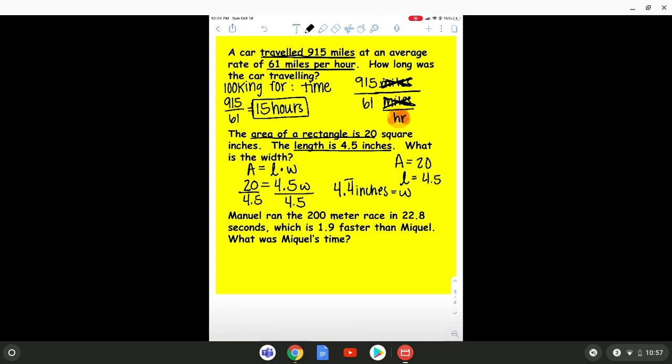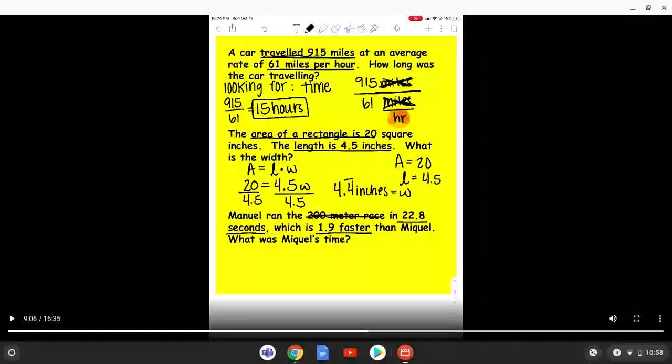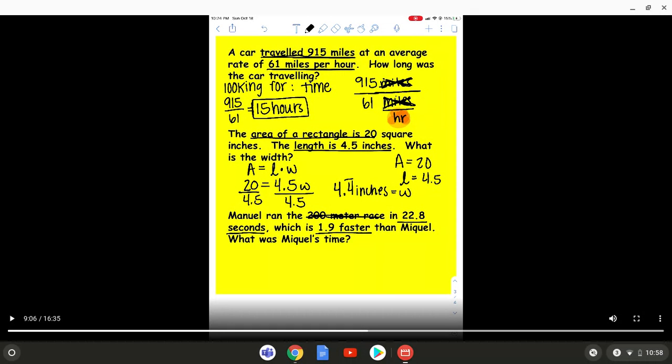Okay. And in this third problem, Manuel ran the 200-meter race in 22.8 seconds, which is 1.9 faster than Mikkel. What was Mikkel's time? So again, I'm going to cross out 200-meter race because that really has nothing to do with the problem. And instead, I'm going to underline 22.8 seconds. And that tells me that 22.8 is 1.9 less than what Mikkel did.